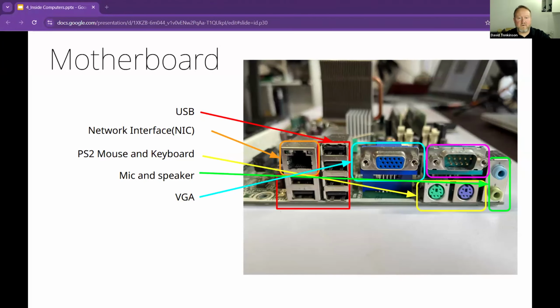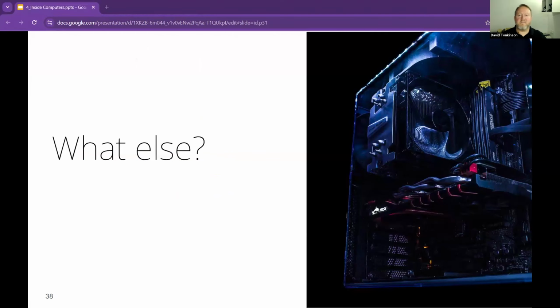DVI is a slightly different one. I'll show you DVIs later. Great, serial one. So that kind of covers the main things.